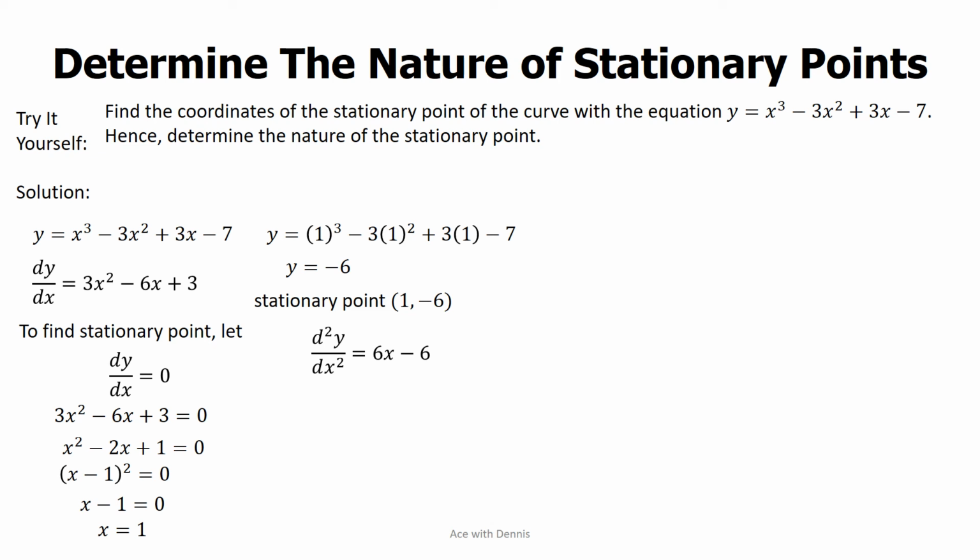So the next step, we want to find the second derivative. We just need to differentiate dy over dx. Then we get d squared y over dx squared. So we differentiate this and we get 6x minus 6. We can substitute x equals 1 into d squared y over dx squared, and we get 6 times 1 minus 6, which is 0. So now d squared y over dx squared is 0. We can't determine the nature of the stationary point. So we have to use the first derivative test.